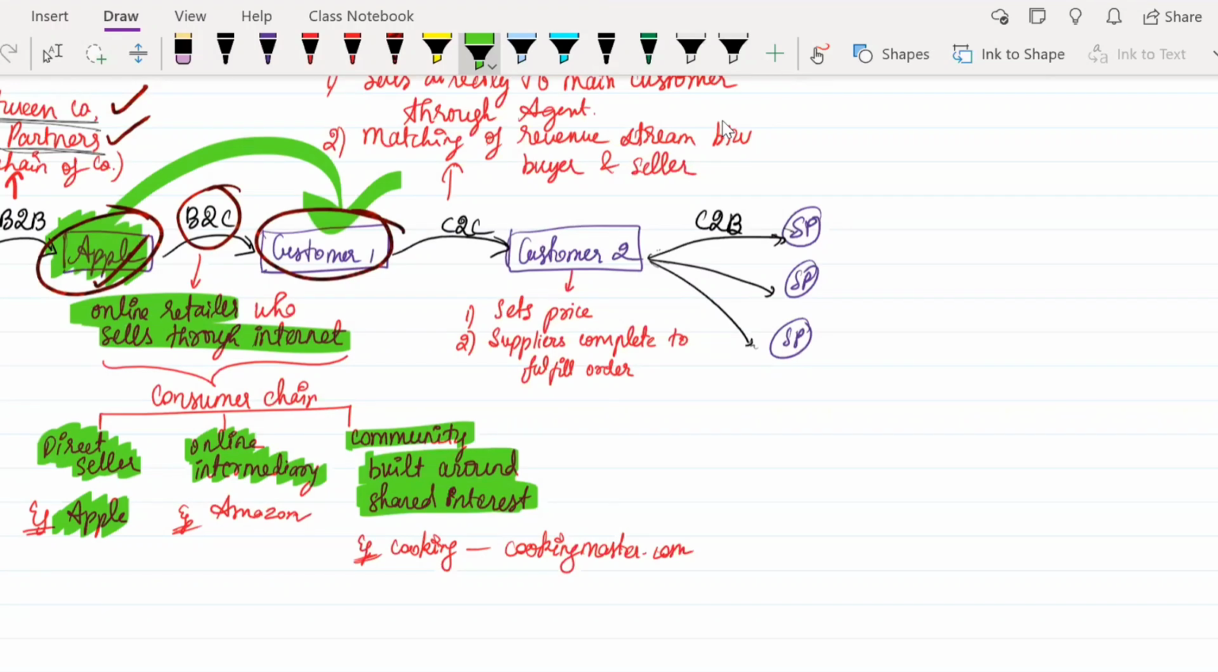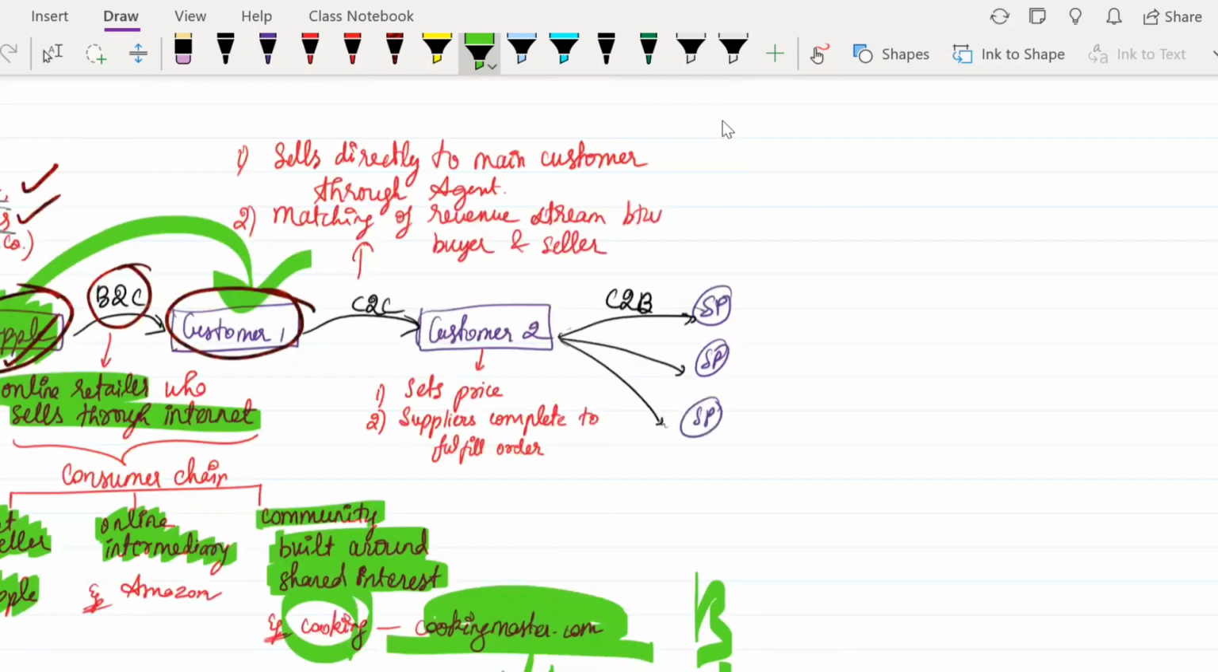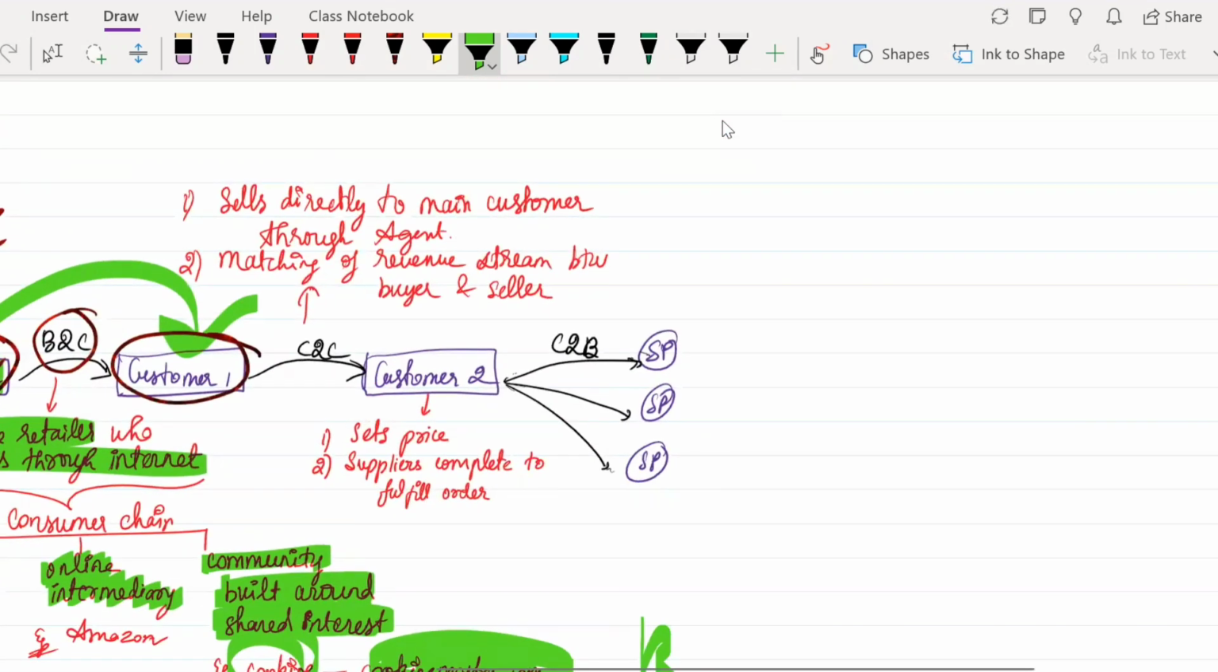Example, there is one site which is known as cookingmaster.com. So here you have a subscription charge. If you subscribe to that particular website, all the people who have interest in cooking will come together and share recipes every day there. Okay. So this is one of the ways by which the B2C can happen here. Here Cooking Master is a business and the customers who are subscribing are the C. So B2C. Okay.